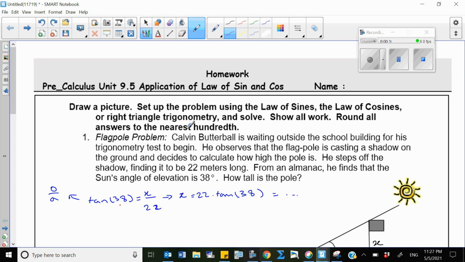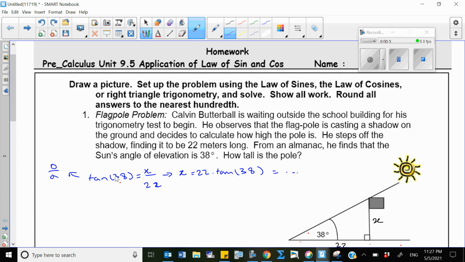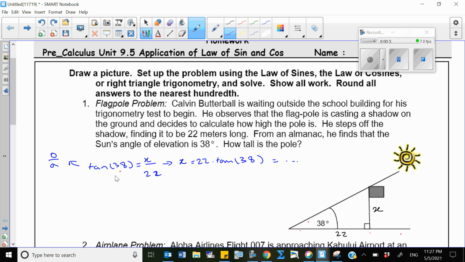The first problem says Calvin is waiting outside the school building for his trigonometry test to begin. He observes that the flagpole is casting a shadow on the ground and decides to calculate how high the pole is. He steps off the shadow, finding it to be 22 meters long. From an almanac, he finds that the sun's angle of elevation is 38 degrees.